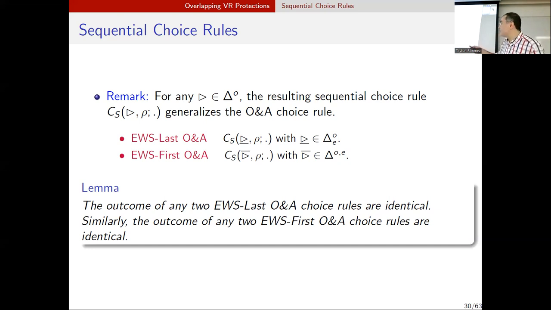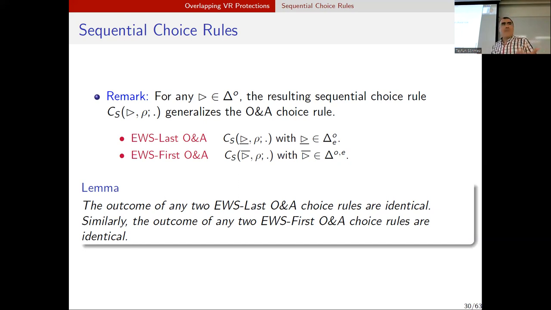So for me, the relevant classes of precedence are these ones. I will speak of EWS last over-and-above and EWS first over-and-above mechanisms. It's clear what these are, right? So basically, you put all categories in a sequence. In the first class, you start with open and end with EWS, and the others are ranked in any way. And then you fill those positions one at a time with the highest merit eligible individuals. And the second one is similar, except you start with open and then continue with EWS.